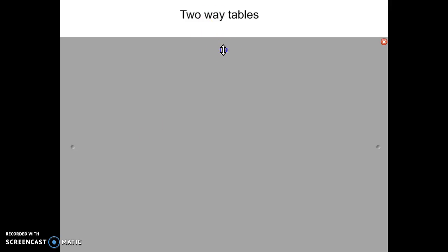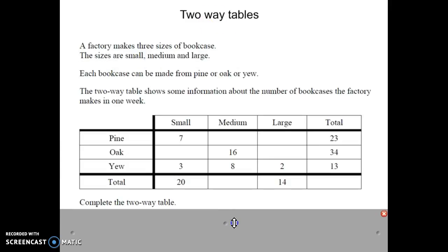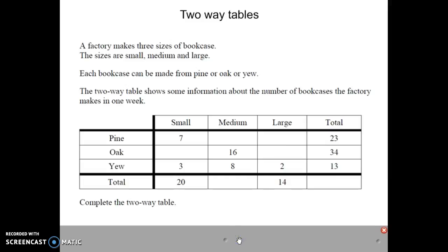So let me go ahead and show you this first question. Take a few seconds to have a look at that. We've got three different sizes of bookcase, small, medium, large, and we've got three different materials. This is my earlier point about data being split in two different ways. And to get this started, you need to find a row or a column that's only got one missing value, and that'll be a place you can start.